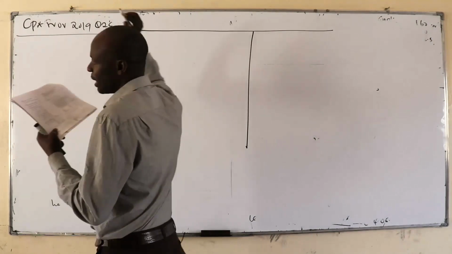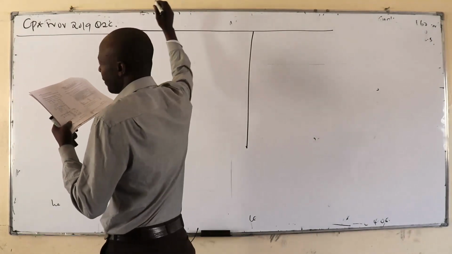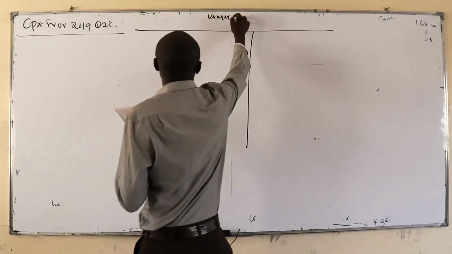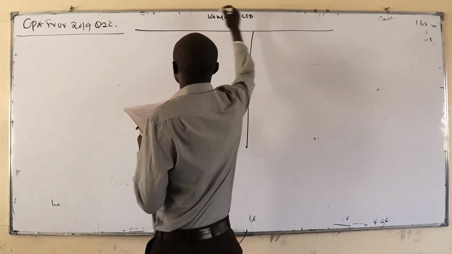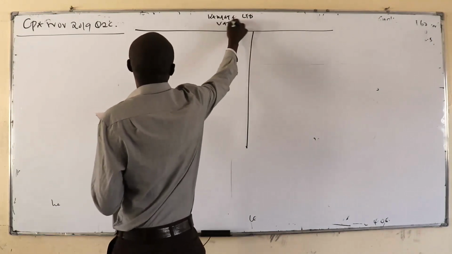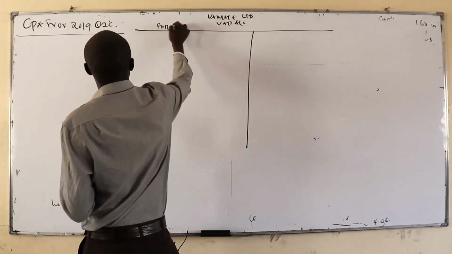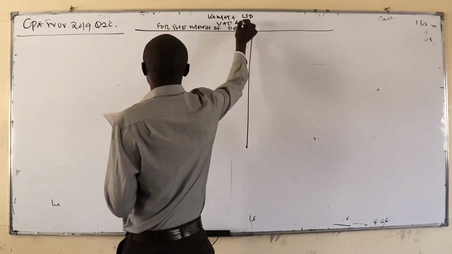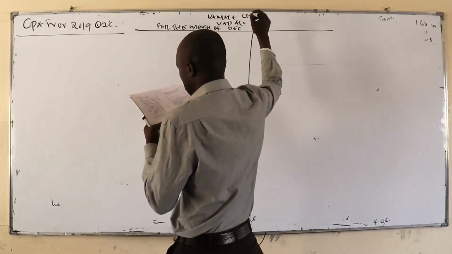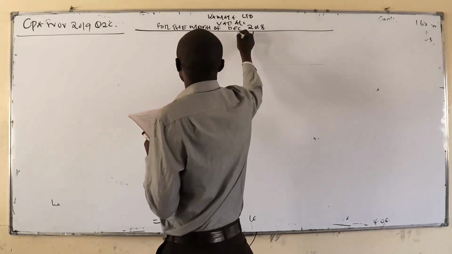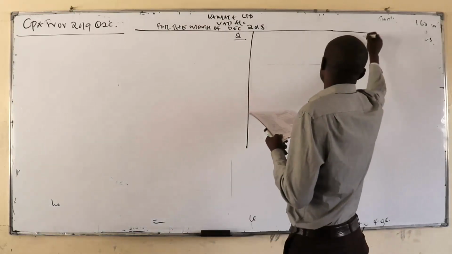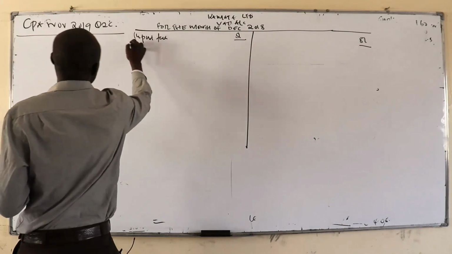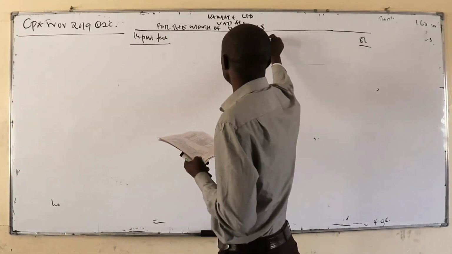So you write the name of the trader. This one is called Kamata. Is it Kamata Traders? Kamata Limited, isn't it? Then you write here VAT account for the month of December 2018. Then you write shillings here, and shillings here. Then here you write input tax, and then here you write output tax.